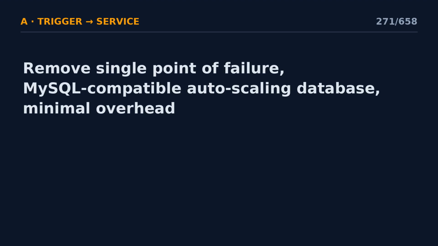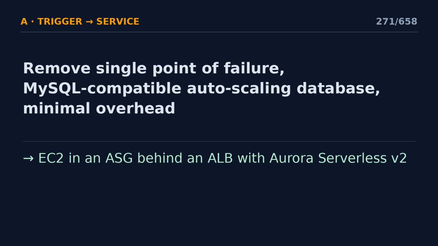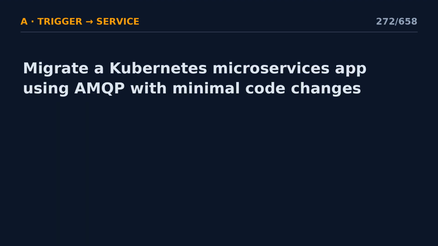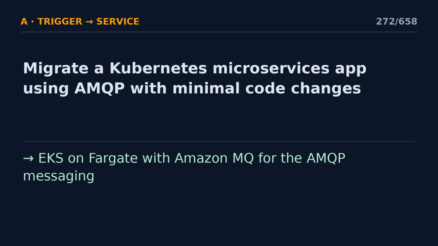Remove single point of failure, MySQL compatible auto-scaling database, minimal overhead. Answer: EC2 in an auto-scaling group, behind an ALB with Aurora Serverless v2. Migrate a Kubernetes microservices app using AMQP with minimal code changes. Answer: EKS on Fargate with Amazon MQ for the AMQP messaging.